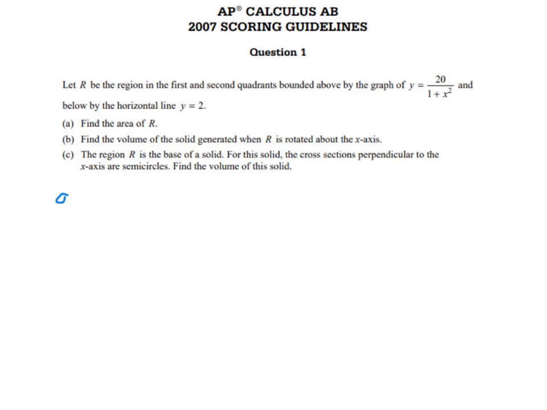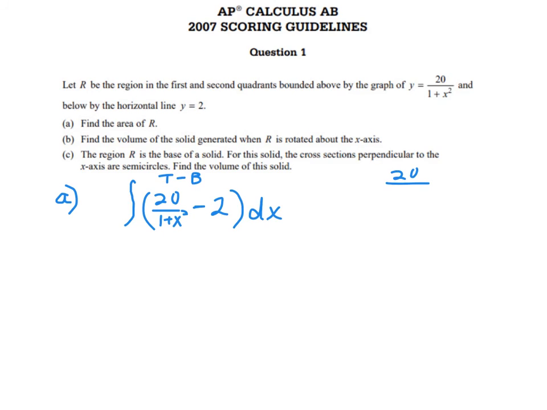Find the area of R, right, is going to be the integral of top minus bottom. So let me put that here. And then dx, right? And so the top function is 20 over 1 plus x squared minus the bottom function, which is 2. Now, the other thing that I need is I need the limits of integration. And remember, that's where the two functions intersect.